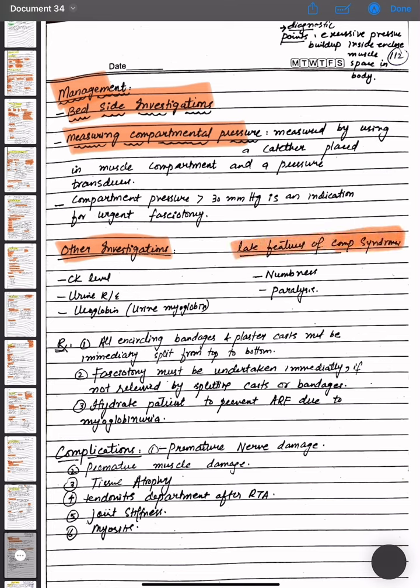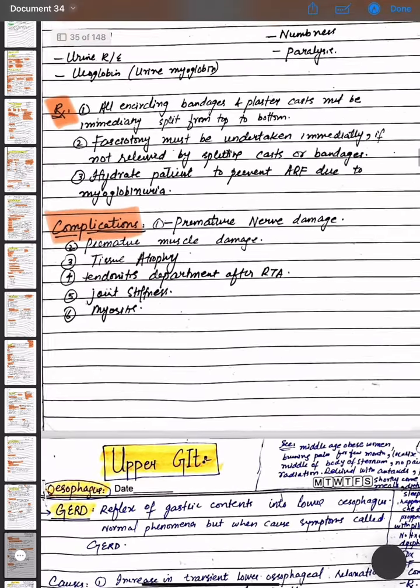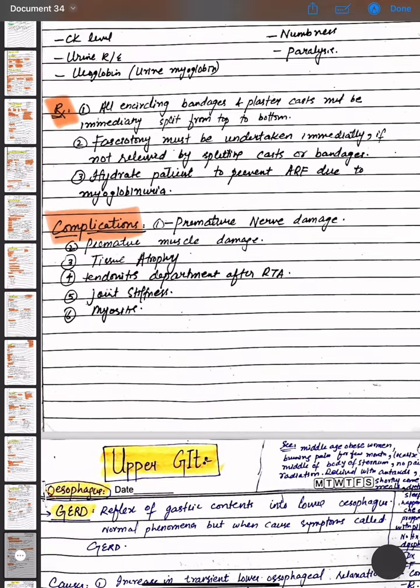The treatment options are that all encircling bandages and plaster casts must be immediately split from top to bottom. Fasciotomy must be undertaken immediately if not relieved by splitting casts or bandages. Hydrate the patient to prevent acute renal failure due to myoglobinuria. What are the complications of compartment syndrome? These are permanent nerve damage, permanent muscle damage, tissue atrophy, tendinitis, compartment syndrome after RTA, joint stiffness and myositis.